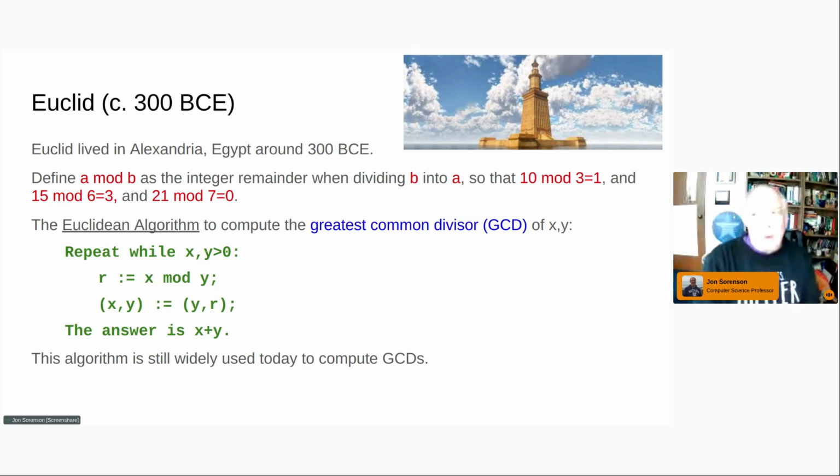Well, we can go back to ancient Egypt. Euclid is an example of, you've probably heard of Euclid, maybe in a geometry class or something like that. But Euclid lived around 300 BCE, and he lived in Alexandria, Egypt. And one of the things, he did many things as a mathematician, but one of the things he did is he wrote down an algorithm to compute greatest common divisors. So a greatest common divisor is just the largest number that evenly divides two other numbers.